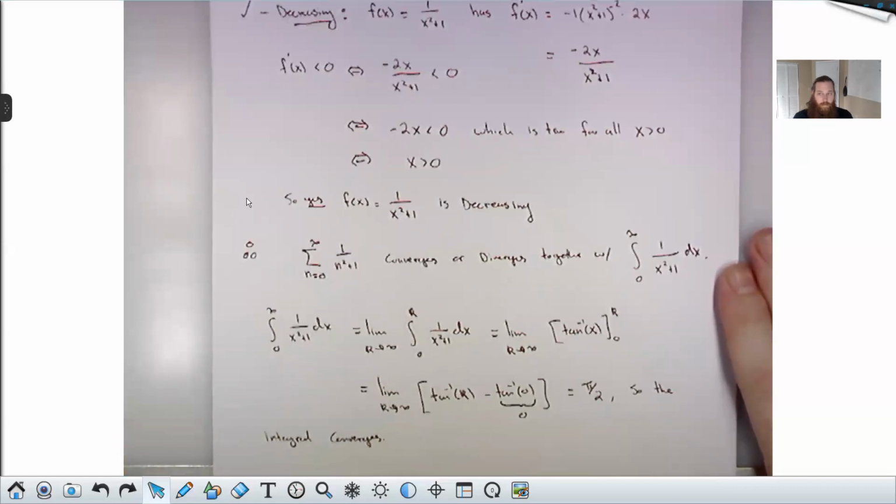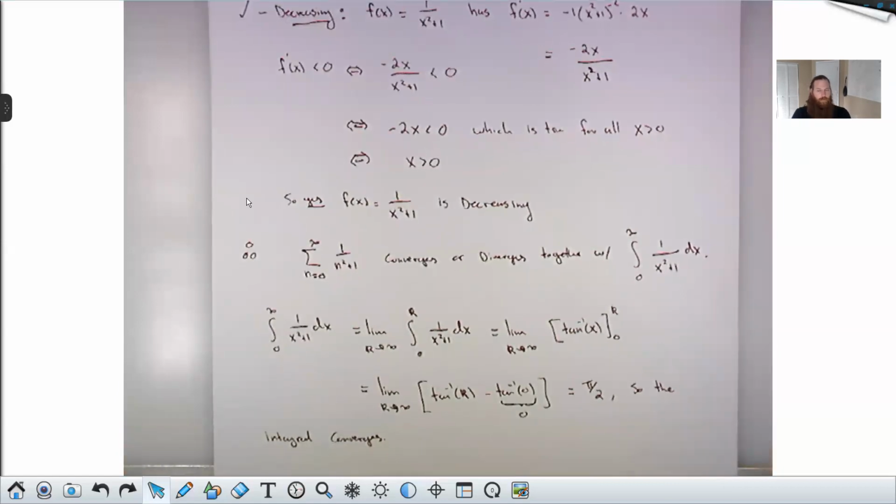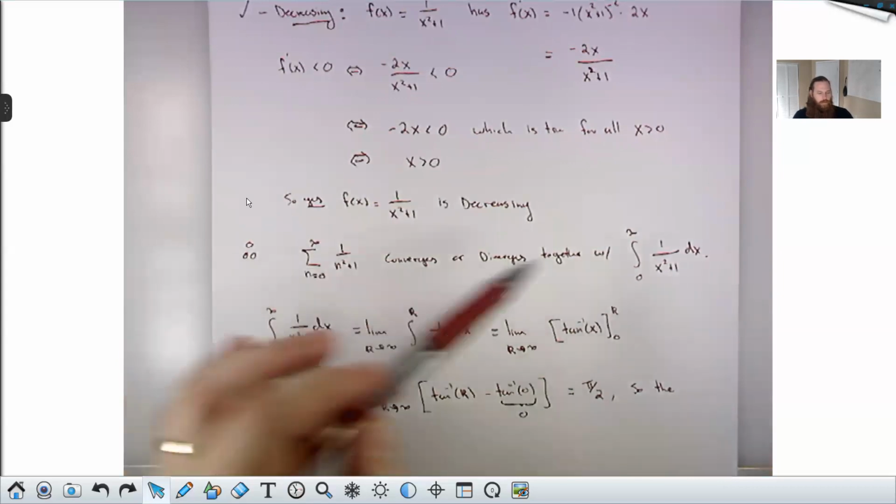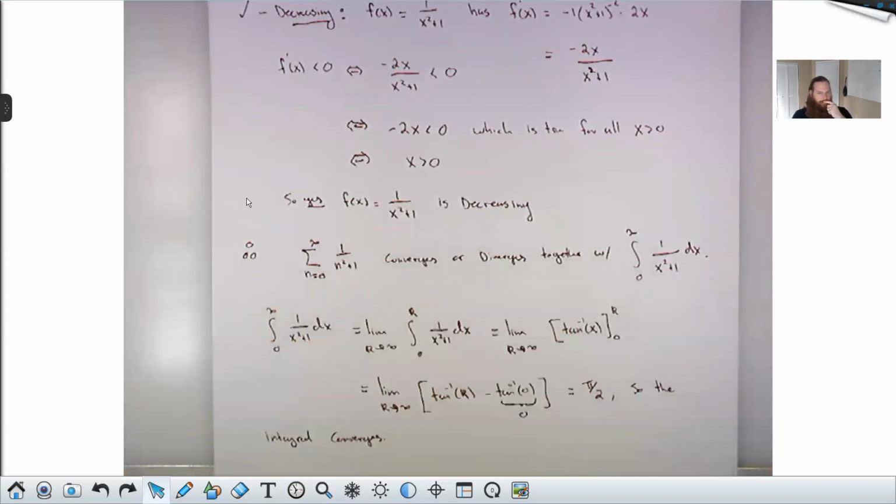I'm not yet done though, because remember, the thing I'm trying to figure out is whether the series converges. Up until this point, we'd shown that the series will converge if and only if the integral converges. Now from here, we've shown that the integral converges. So if you put those two bits of logic together, you can deduce that the series must converge.